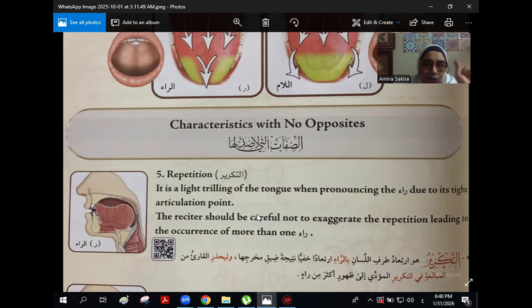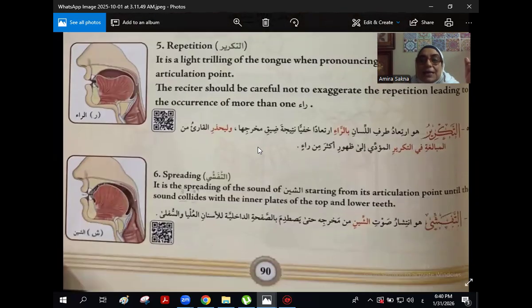Repetition is light trilling. More than is needed, it's forbidden. And if you do not have it at all, it's also forbidden. So repetition or التكرار is a characteristic which is light trilling of the tongue when pronouncing the ra due to its tight articulation point, as we explained. Do not trill too much, and I told you how you will commit this mistake. Okay? Let's talk about the next one, which is التفشي or spreading.